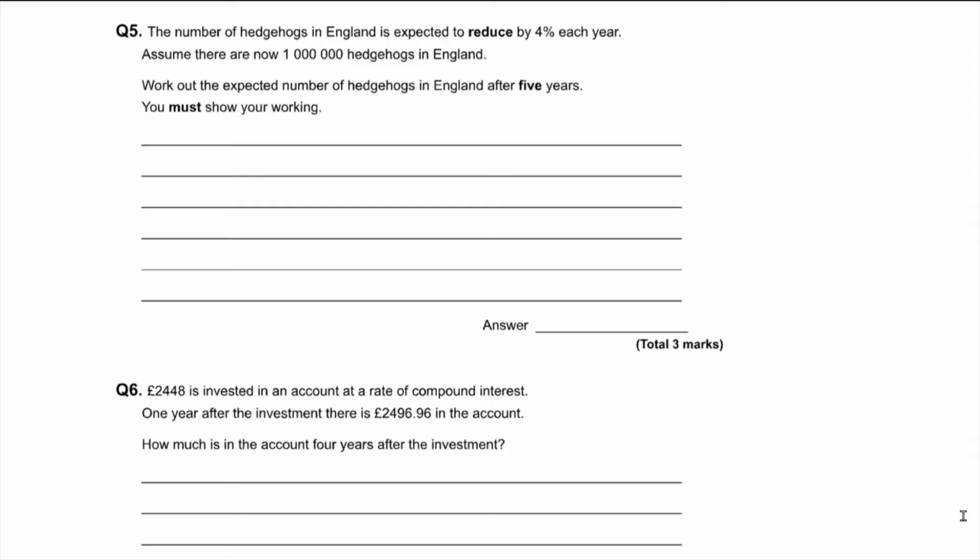Okay, so final, original, multiplier. This is the decay part of growth and decay, similar to depreciation. So a depreciation of hedgehogs. Bless them.